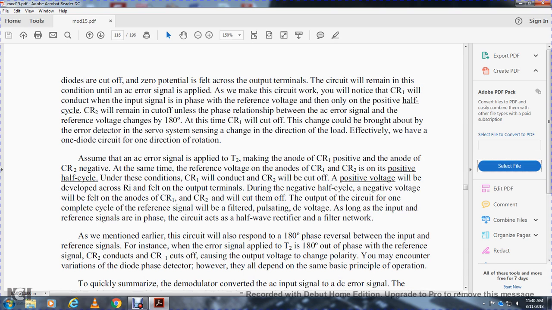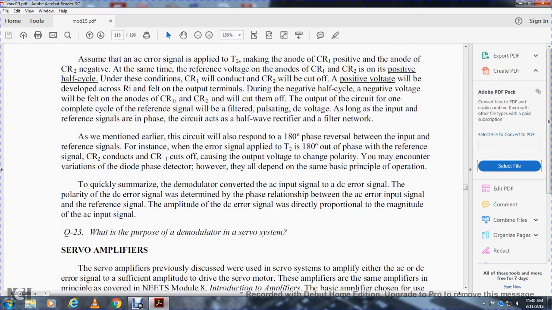Assume that the AC error signal is supplied to transformer 2 so that the anode of one control rectifier is positive and the anode of the other control rectifier is negative at the same time. The reference voltage at the anodes of control rectifiers 1 and 2 is designed to be positive on the positive half cycle. Under these conditions, both rectifiers are cut off, and positive voltage develops across the resistors and is felt at the output terminals. During the negative half of the cycle, negative voltage is felt at the anodes of control rectifiers 1 and 2 and both are cut off. The output is a filtered pulsating DC voltage as long as the reference signal is applied, so the circuit acts as a half-wave rectifier filter network.